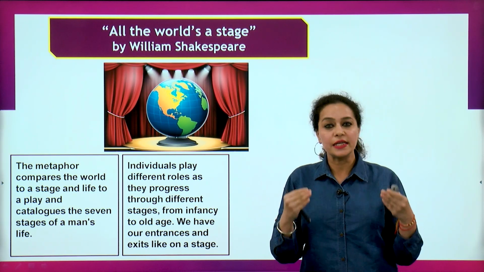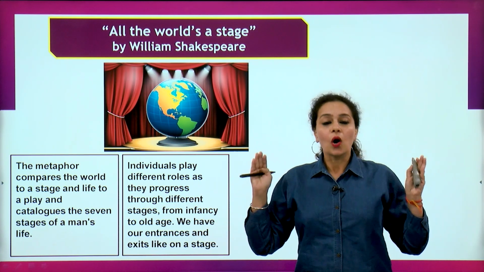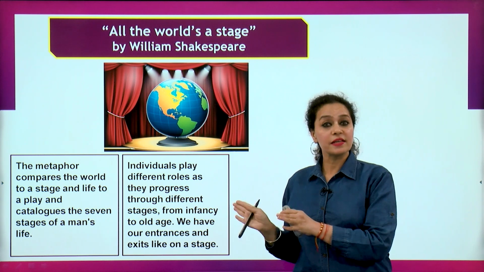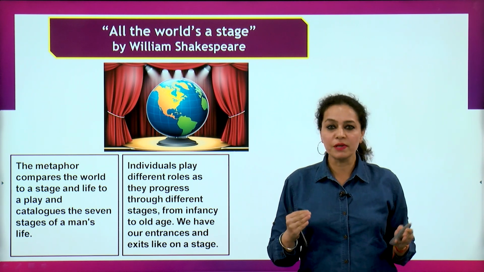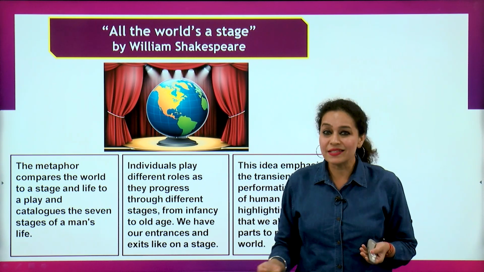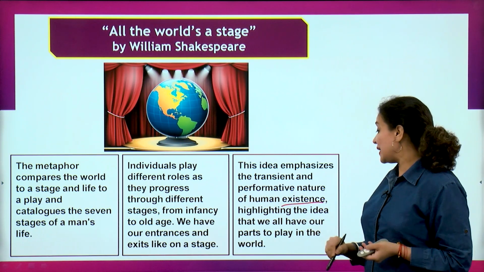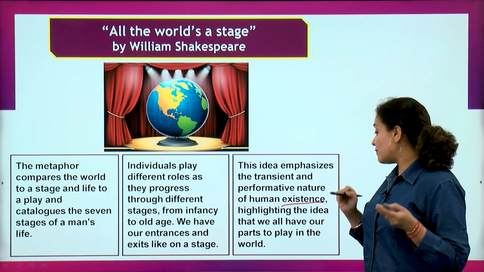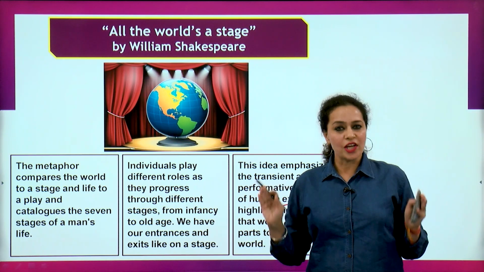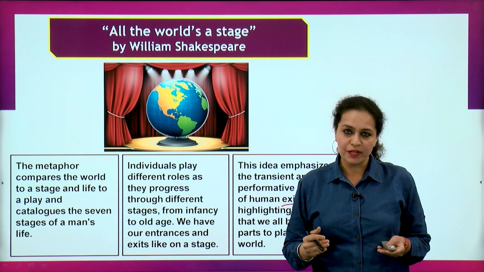Entrance means taking birth. And when we perform all our responsibilities, all our roles, whatever has been designated to us, we make our exit. As on a stage, exit means we all die. So here Shakespeare talks about the transient nature of life. He talks about human existence, highlighting the idea that we all have our parts to play in the world, and here he uses seven stages of a man's life to describe this beautiful metaphor.